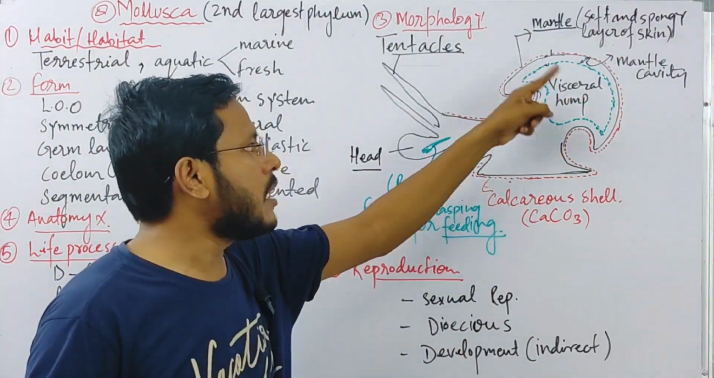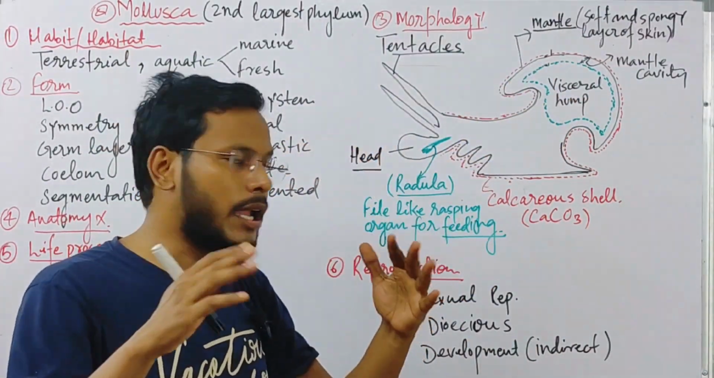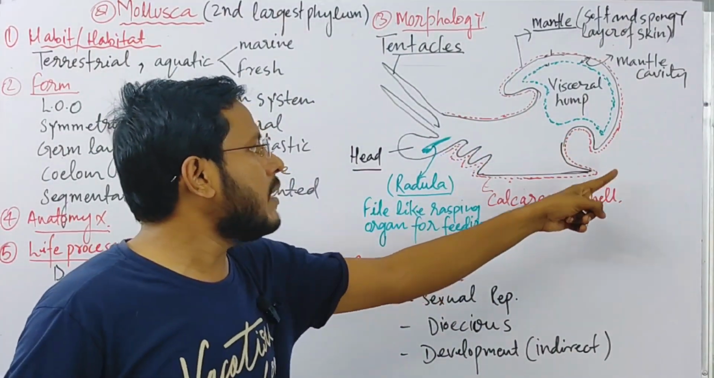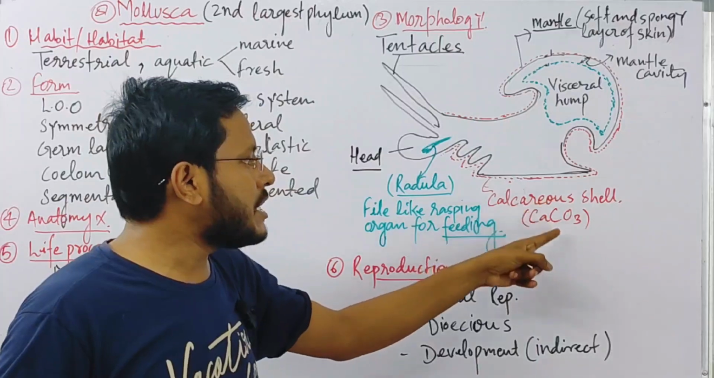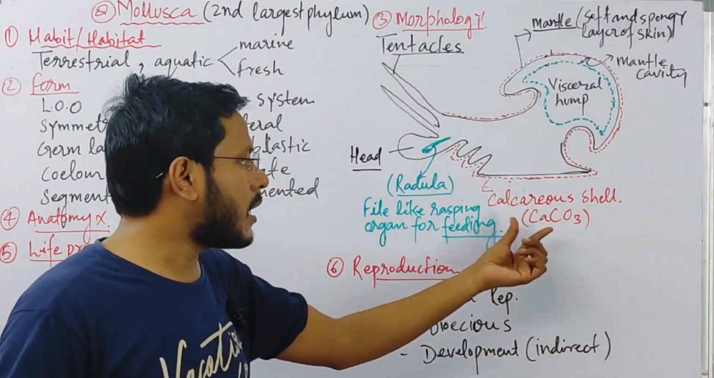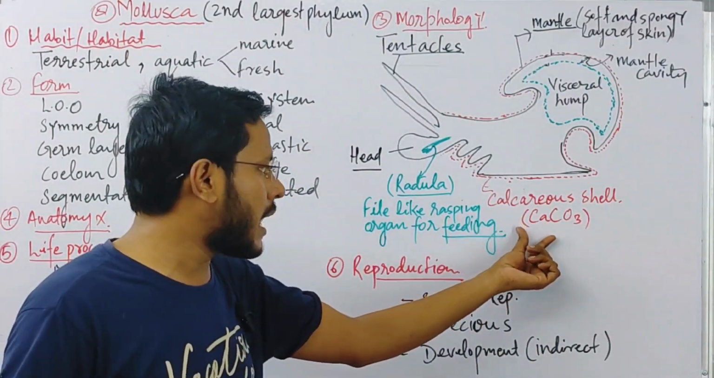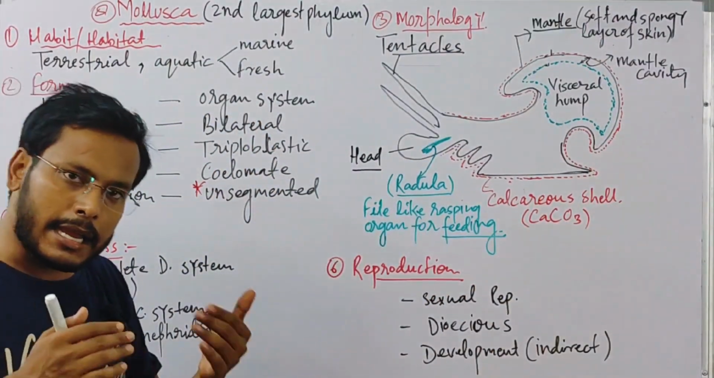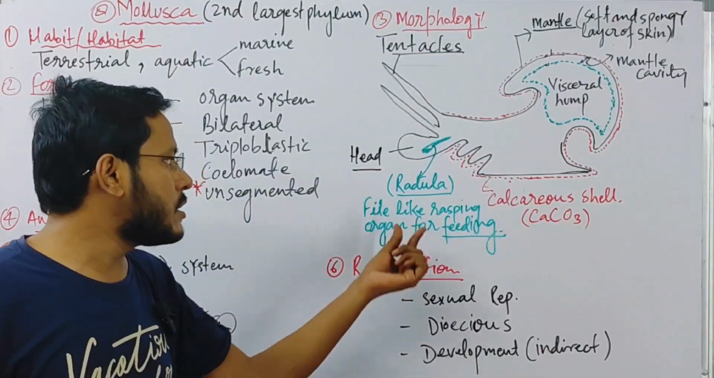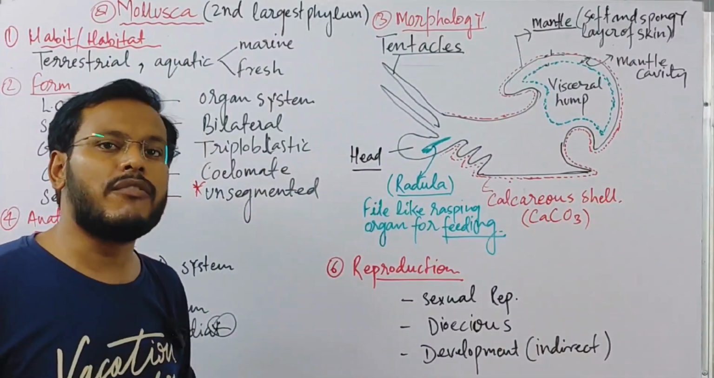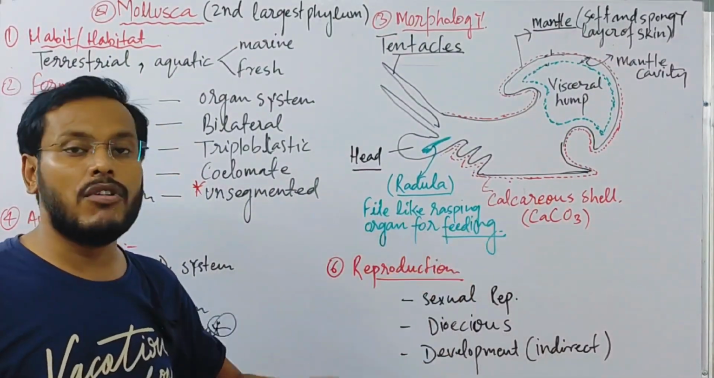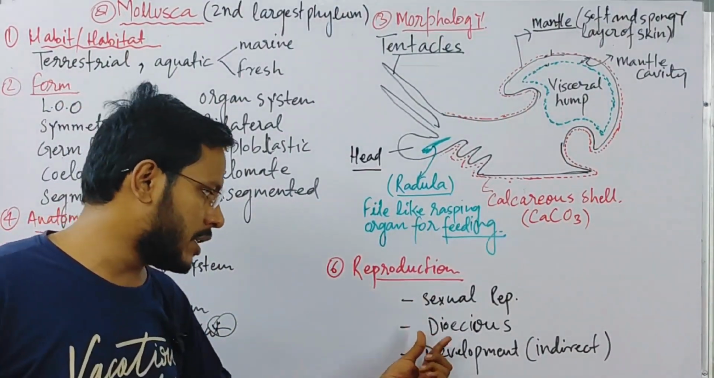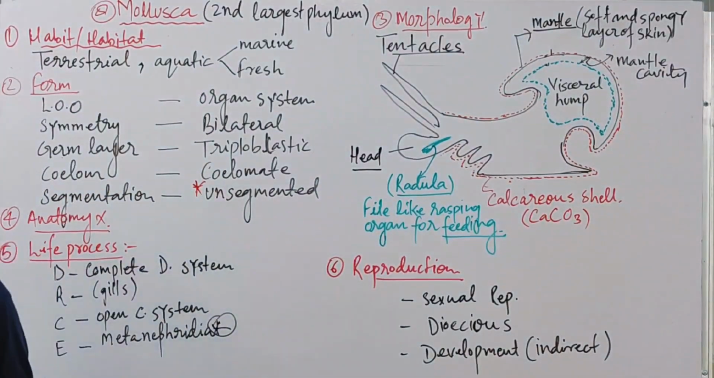Now there will be a visceral hump, it will be like a hump. After that it will be covered by a calcareous shell, which is made up of calcium carbonate. Now let's talk about the head. In the head there will be an organ known as the radula, a file-like organ that functions for feeding. And reproduction is sexual, dioecious, and development will be indirect.